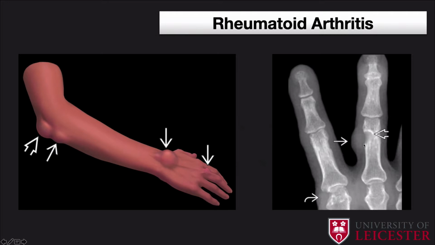So this is that subtle opacity here, and underneath this you've got this quite punched out appearing erosion, which is causing scalloping of the underlying bone. You can see this very subtle decreased cartilage within the second metacarpophalangeal joint, and this marginal erosion. All of these features are classical of rheumatoid arthritis, and that's typically what you would expect to see underneath these nodules.